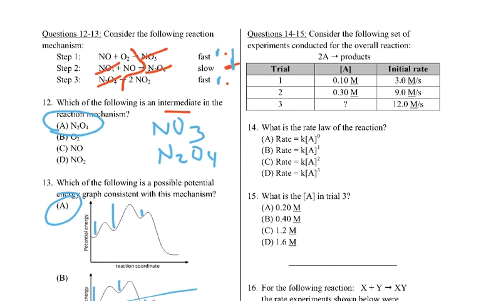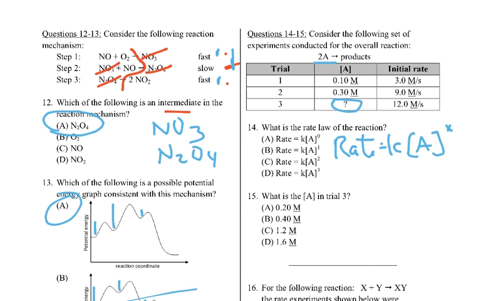Okay, 14. Consider the following set of experiments conducted for the overall reaction. What's the rate law? And what is A in trial 3? Okay, so we have to figure out that number. So first the rate law. Well, the chemical here is A, so it's going to be rate equals k times the concentration of A to some power, and then we need to figure out what that little number is. So is it 0, 1, 2, or 3?